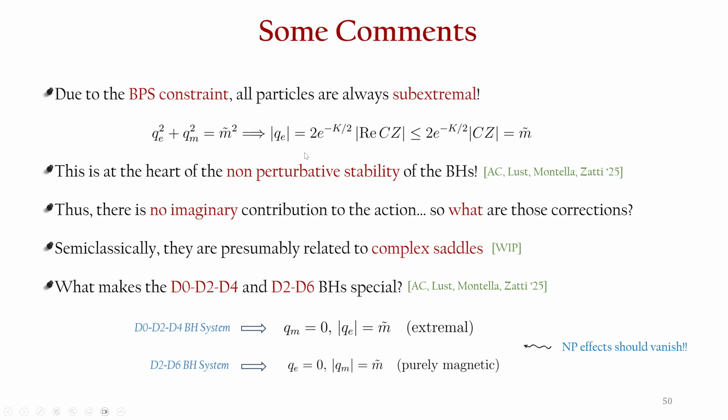But the fact that there are no super extremal particles, and therefore that there's no imaginary contribution, doesn't explain why we find actually non-perturbative real corrections to the free energy. And actually, from the semi-classical perspective, this is very hard to argue. This is something that is still work in progress. We don't know. I mean, there must be something that, from the semi-classical perspective, captures this kind of non-perturbative corrections, but from the usual approach of real saddles in Euclidean signature, this is not seen.